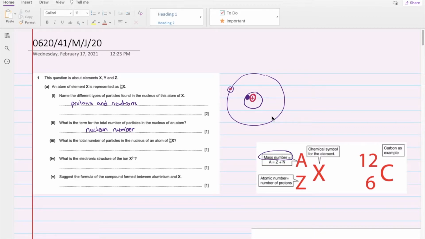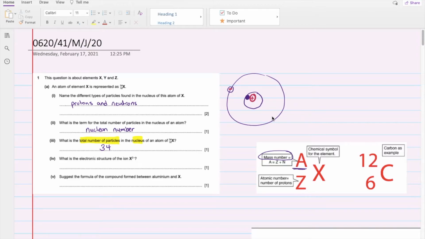So what is the total number of particles in the nucleus of an atom of this element? So total number of particles in the nucleus, that means we're going to take the protons and the neutrons, which is the mass number, and that is A, which is the top part. That would be 34. Now, what is the electronic structure of the ion?